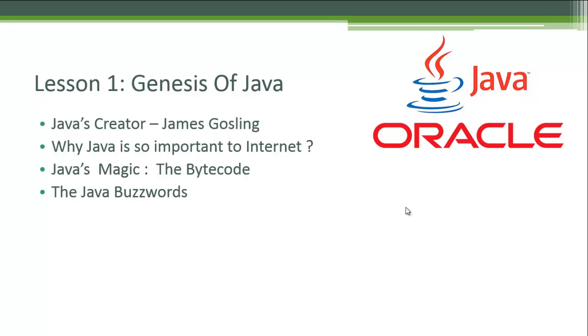Okay, so we'll talk about Genesis. See, James Gosling. Why is Java so important to the internet? Well, Java is so important to the internet because, first of all, Java is portable. You say fine, C++ is also portable, what's new in it? The thing is, guys out there, you have C, you made a C program, okay, yeah, you gave it to me.